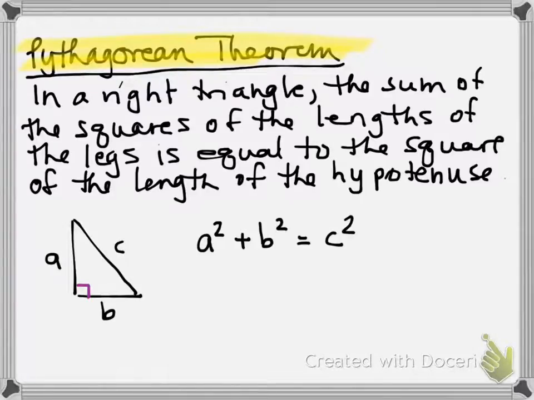So we use the Pythagorean theorem to help us when we know two of the three sides of a right triangle, and we want to figure out what the third one is. So we are going to use some squaring, and we may end up doing some square rooting if we're trying to figure out a value. So let's go ahead and do a couple practice problems of this.